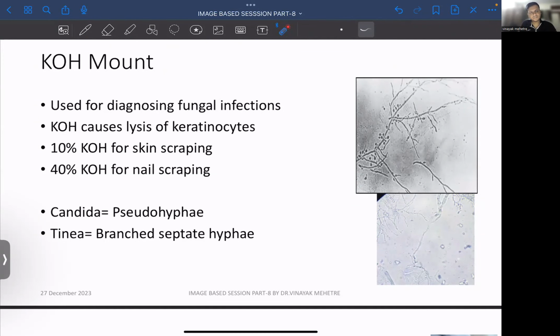Fungal culture takes time. It takes time around 1 month. Okay, but KOH mount is a screening test. Okay, we will scrape the skin. We will put that skin part into the KOH. Okay, उसके बाद उसको हम देखेंगे माइक्रोस्कोप के अंदर. That is called as KOH mount, right? Screening test एक तरह की. So what we, if you have studied mycology, there are two types of fungus. One will present with hyphae and one will present with pseudo hyphae, right? Pseudo hyphae.